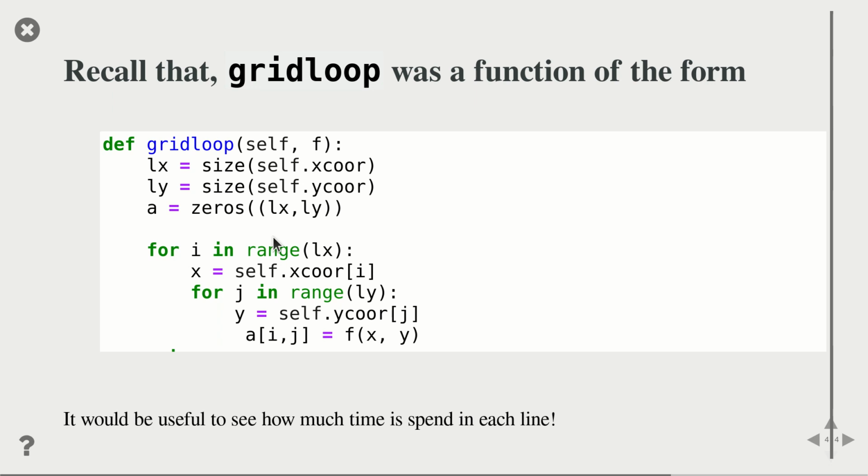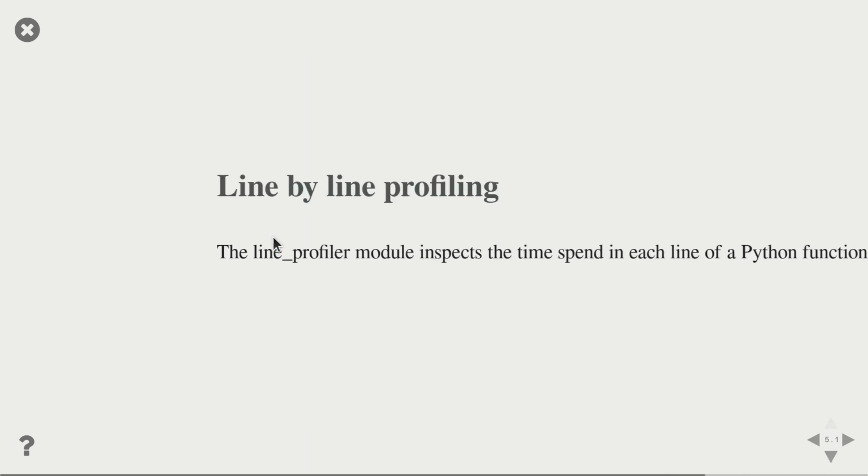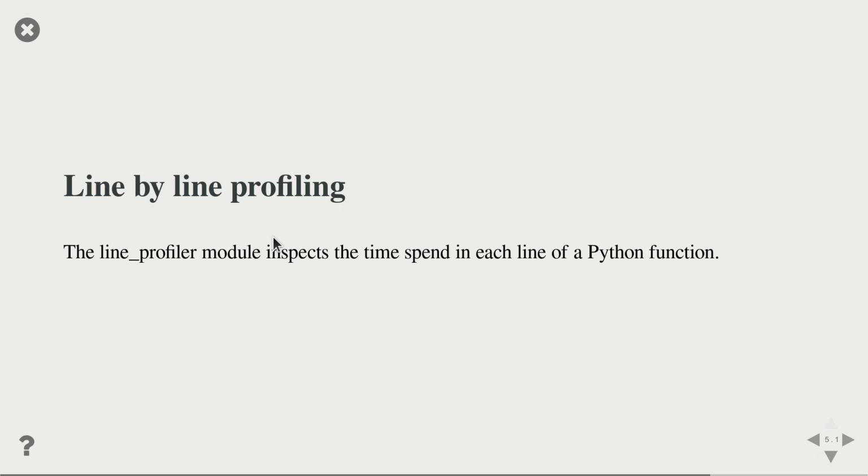But it would be useful to have a more structured way of identifying how much time is spent in each line here. And of course, there's something like that. There's a line-by-line profiler. Right? So the C profile that I showed you before, that showed you how much time was spent in each function call in your Python program. The line profiler module shows you how much time is spent in each line of a Python function.